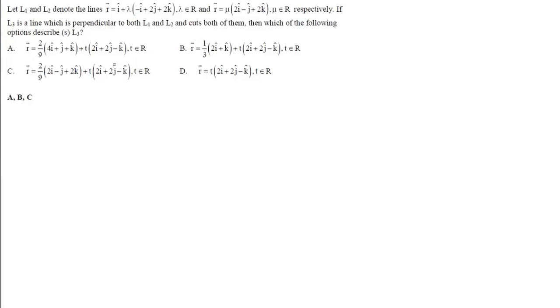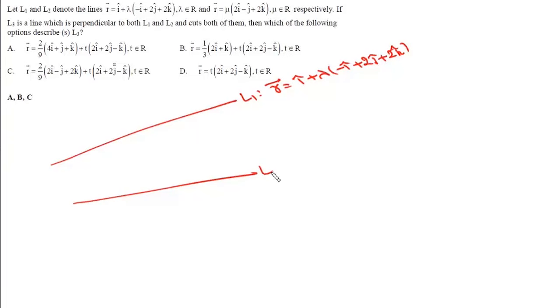Now here the question is, let L1 and L2 denote these two lines. Now this L1 is given as r equals i plus lambda times minus i plus 2j plus 2k, and then we have this line L2, which is mu times 2i minus j plus 2k. If L3 is a line which is perpendicular to both L1 and L2, so we have this third line L3, which is the line of shortest distance, then which of the following options describes L3? So we need to find the equation of L3.